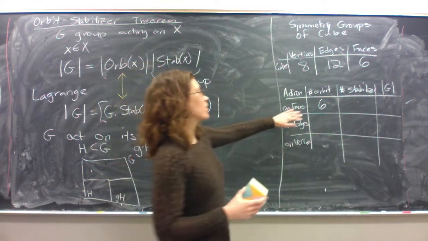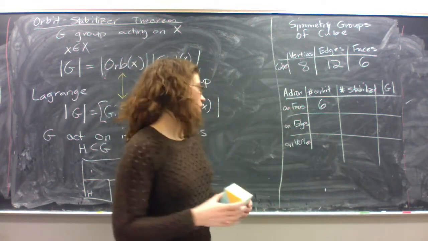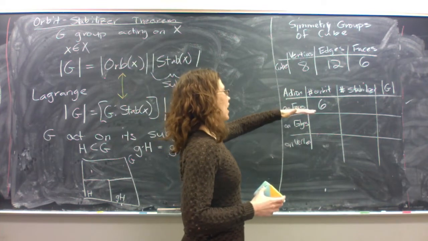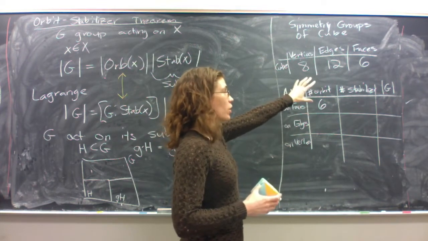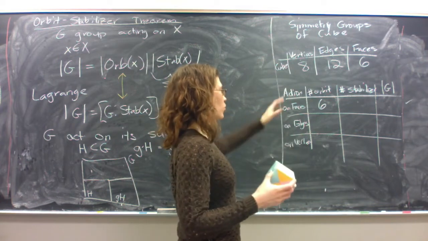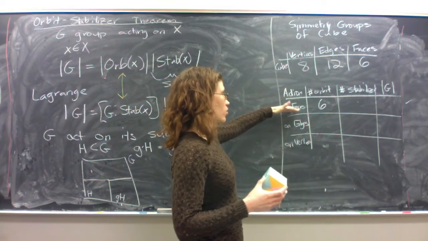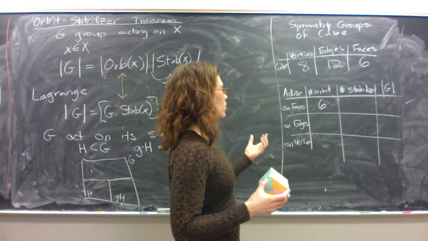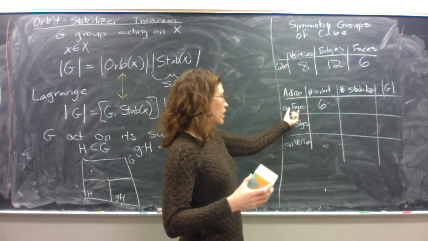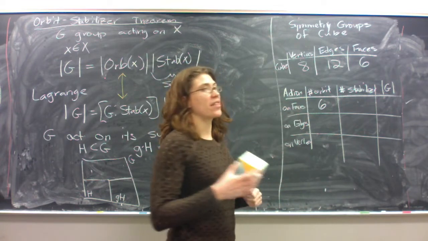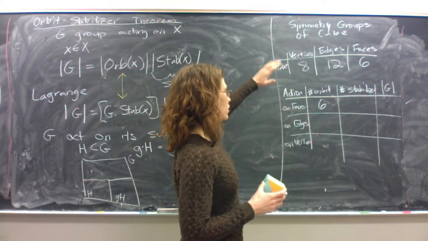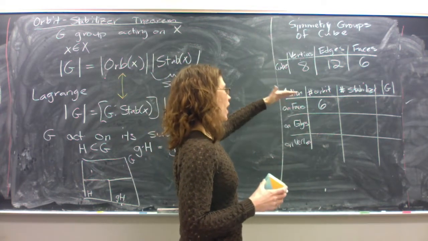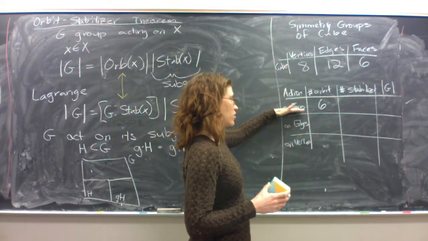And there's a word for this, by the way. If I can take any face to any other face, if I'm looking at the action on the faces of the cube, and every face can be taken to another, that's said to be transitive. So the symmetry group of the cube acts transitively on the faces of the cube.